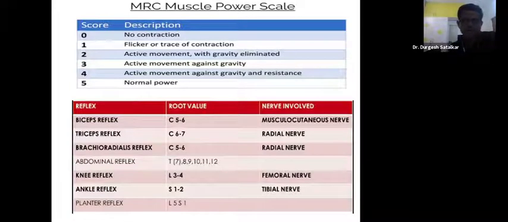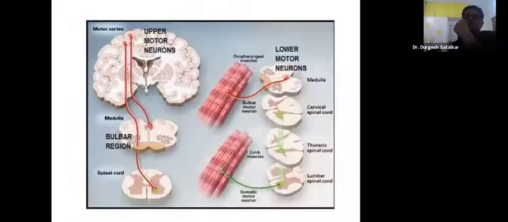Now coming to the abdominal reflexes, the root values are around T8, 9, 10, 11, 12. Then there are the knee reflex, ankle reflex, and plantar reflex. For the knee reflex, the root value will be L3, L4. Ankle reflex will be S1, S2, and plantar reflex will be L5, S1. For the knee reflex, the nerve involved is the femoral nerve, and for the ankle reflex, the nerve involved is the tibial nerve. Now there is one concept called upper motor neuron and lower motor neuron.